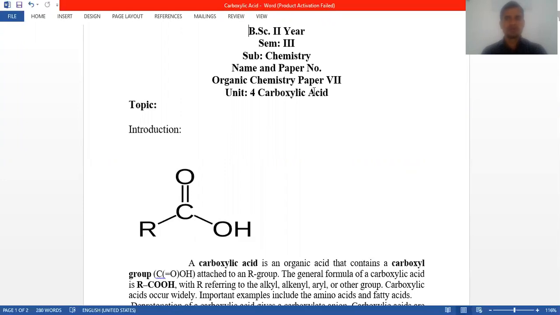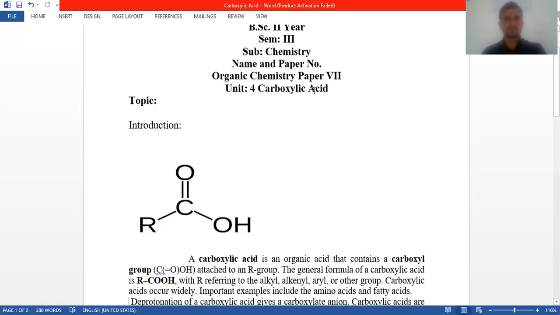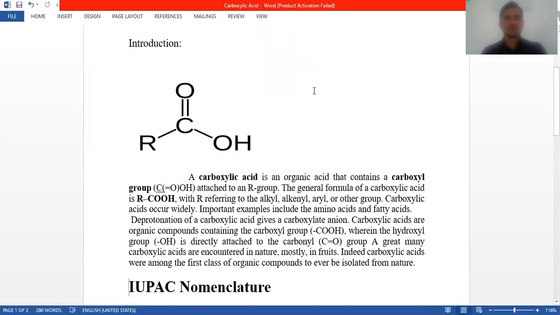Then, shortly, how the carboxylic acids are named by using the IUPAC nomenclature system. So let's see the points one by one. What are the carboxylic acids? So see, this is a structure of the carboxylic acid.